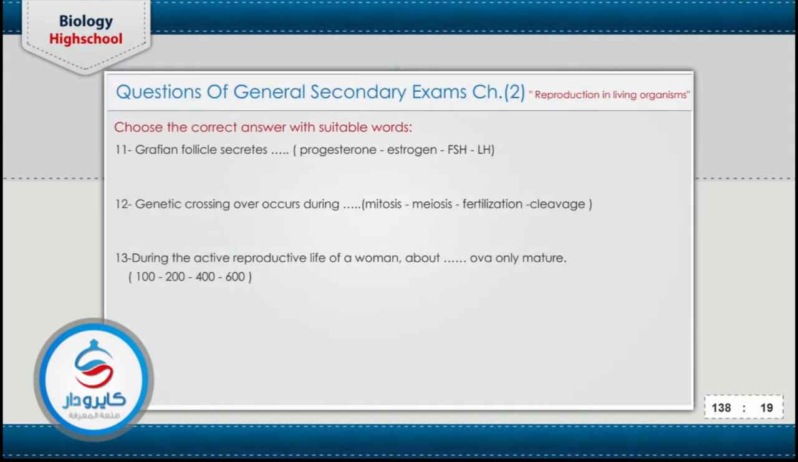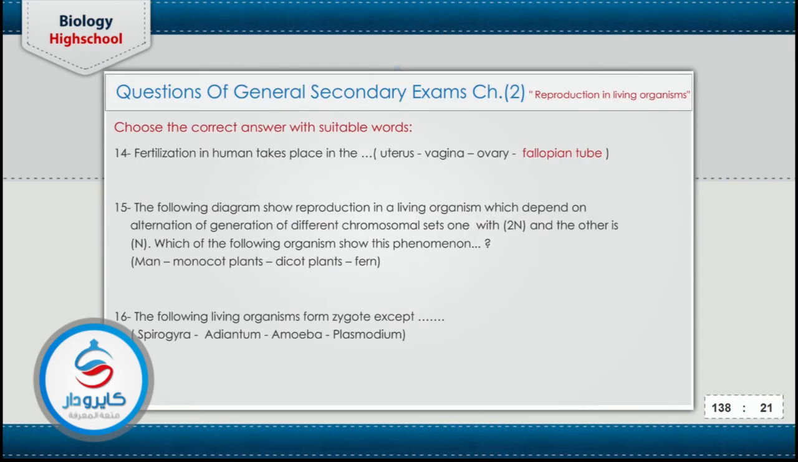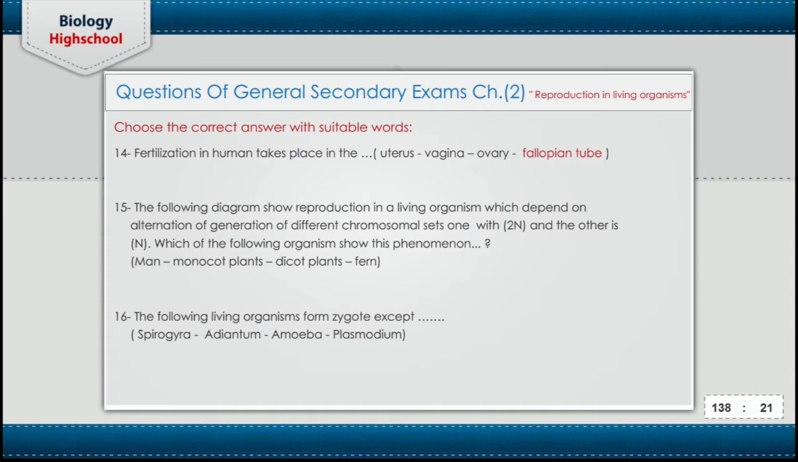The next question, choose the correct answer with a suitable word. The gravium follicle secretes, that's the estrogen. The next question, fertilization in human takes place in the uterus, vagina, ovary, the fallopian tube. We know that the fertilization takes place at the first third part of the fallopian tube.